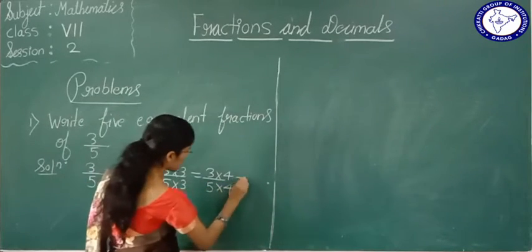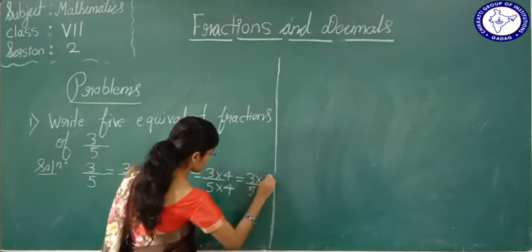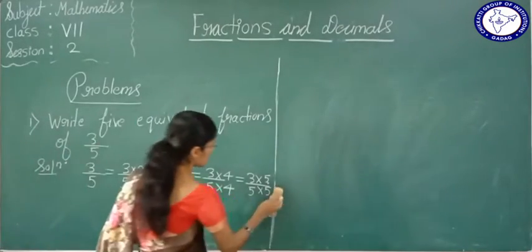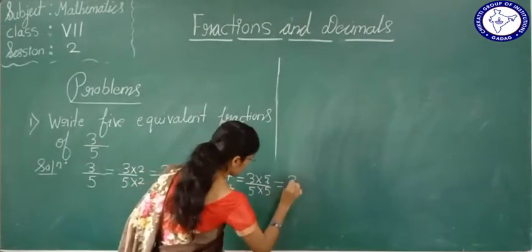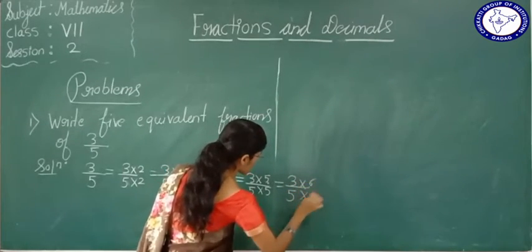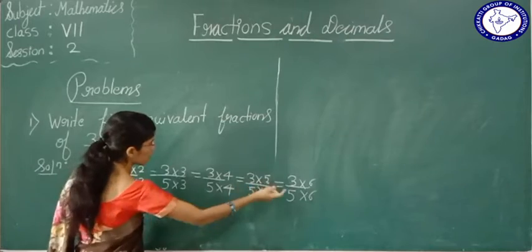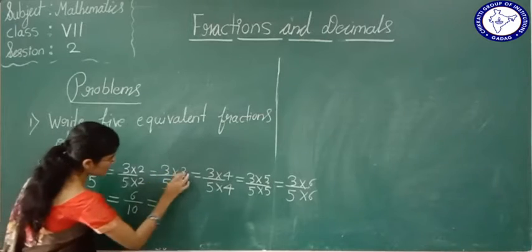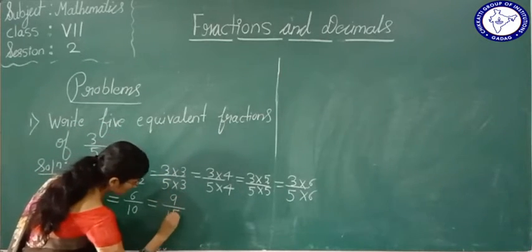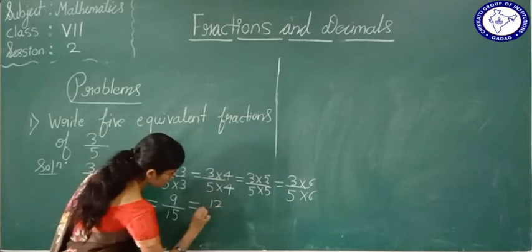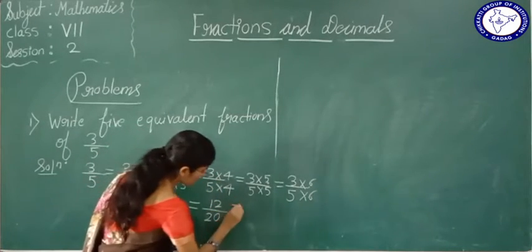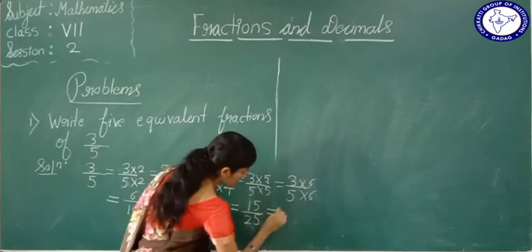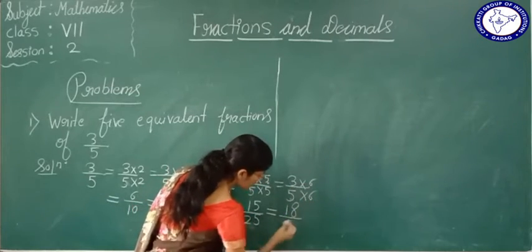1, 2, 3, 4, 5. Okay. 3 2s are 6, 5 2s are 10. 3 3s are 9, 5 3s are 15. 3 4s are 12, 5 4s are 20. 3 5s are 15, 5 5s are 25. 3 6s are 18, 5 6s are 30.